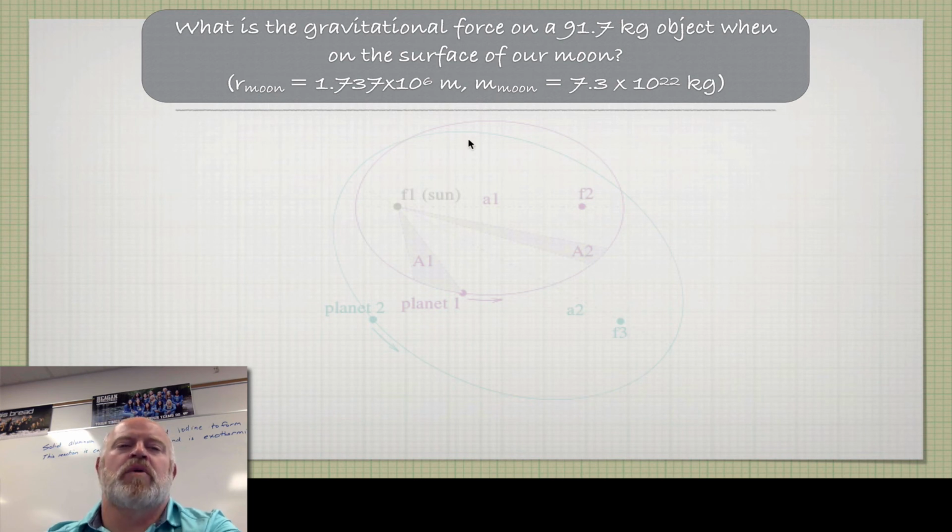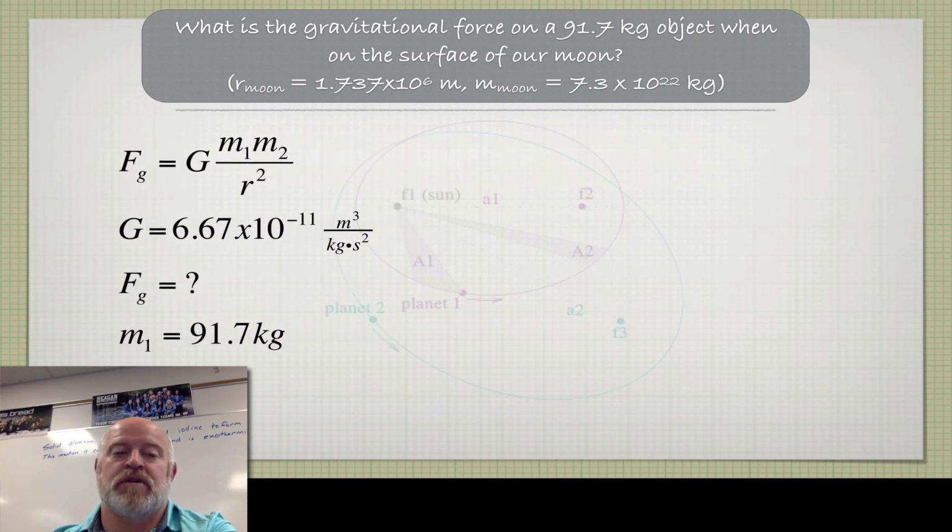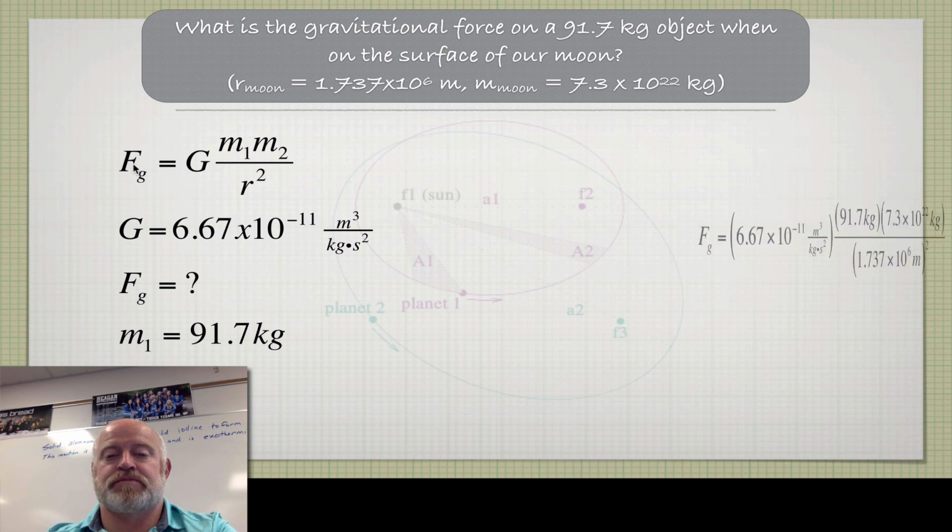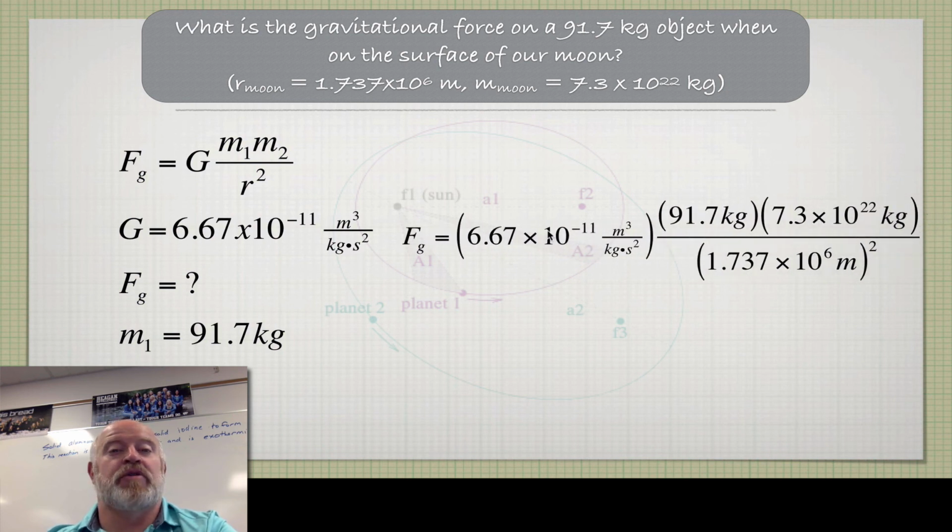How about this one? What is the gravitational force on a 91.7 kilogram object on the surface of our moon? Okay, so we need some more information again. Radius of the moon is 1.737 times 10 to the 6 meters. The mass of the moon is 7.3 times 10 to the 22nd kilograms. So again, we know the mass, we're looking for the force, and we're missing that information here. All right, so going to our equation, let's plug our information in here and then solve for that force. So in this case, we don't need to rearrange it.